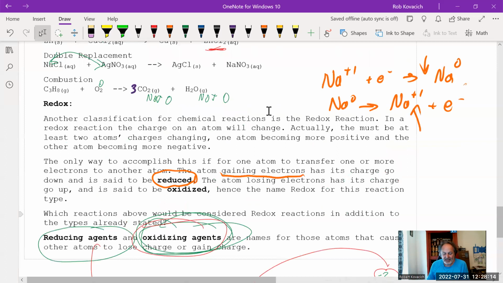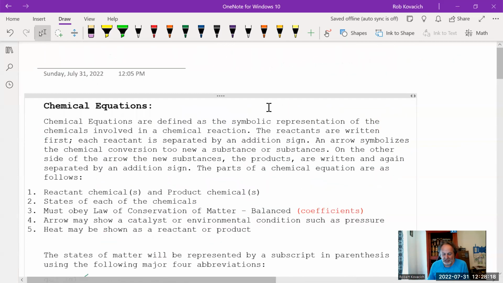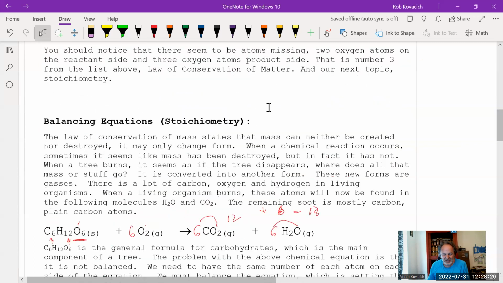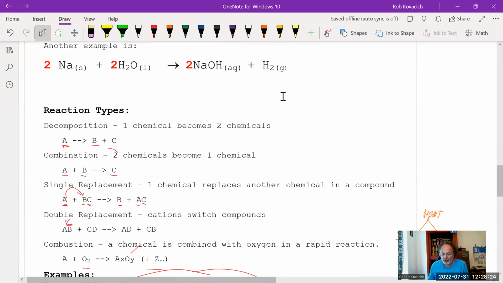Okay, that is all I have for this set of discussions about chemical equations, about balancing chemical equations, and about different types of chemical equations.